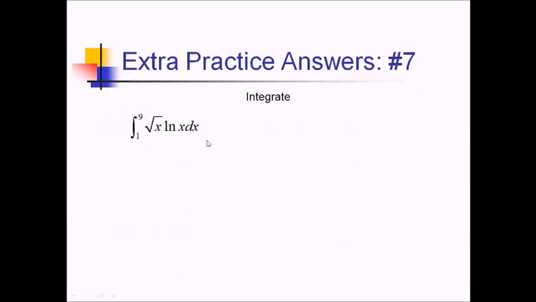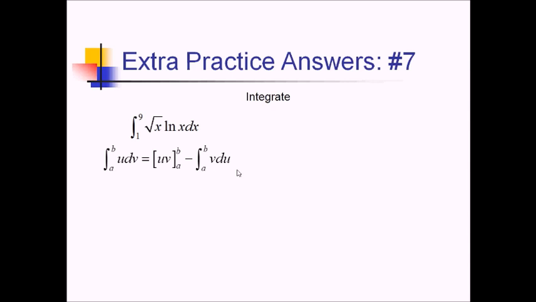For this problem, I'm trying to figure out the definite integral from 1 to 9 of radical x ln of x. Since I can't combine or use substitution, I'm going to have to use integration by parts. Here's my formula for the definite integral using integration by parts. I need to pick out u, v, du, and dv just like I always do.